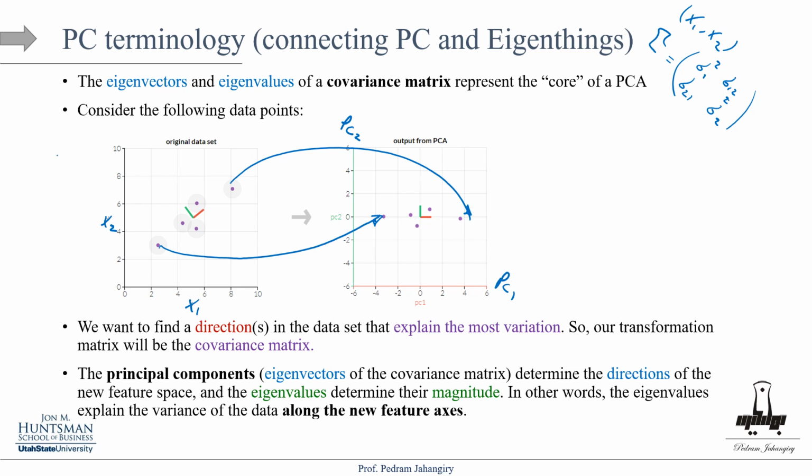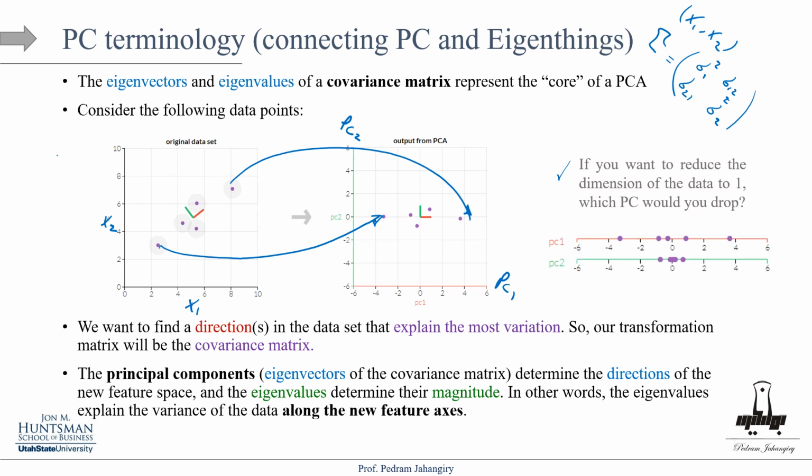Okay, so now in this case we have two principal components, PC1 and PC2. If you want to reduce the dimension of the data to 1, which of these components would you drop? Number 2, right? Because PC1 is going to be the most important one. It reduces the data while the most valuable information is still in place, which is the variance along this axis.